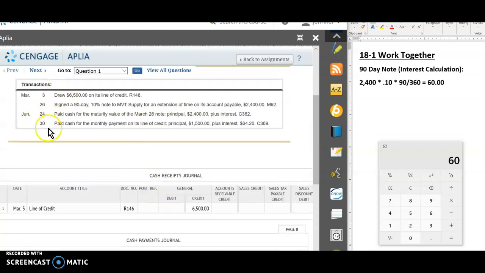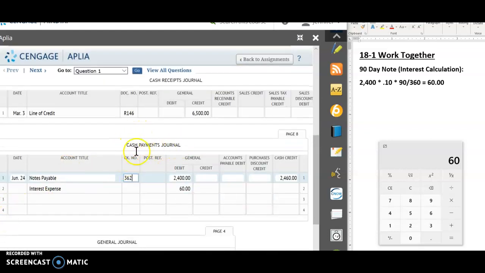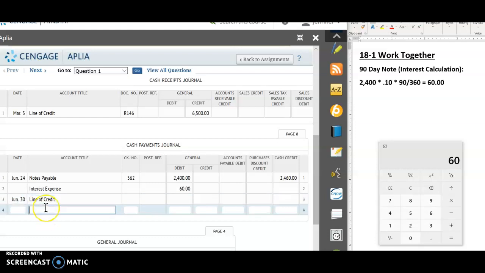Fourth one, June 30th, we paid cash for the monthly payment on our line of credit, principal of $1,500 plus interest of $64.20. So in this case, they gave us our interest, which is nice. We don't have to calculate it. Okay, so June 30th, so back to our cash payment journal. And this time we're paying back our line of credit. So our account is line of credit, and then we're also paying interest. Okay, so you're gonna have your interest expense.